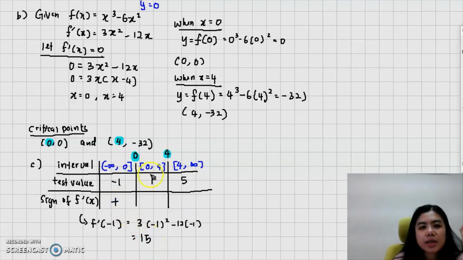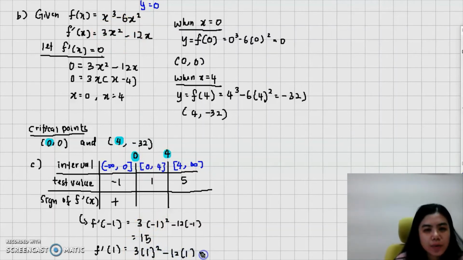Okay, and how about this one? Same thing, we're going to substitute x equal to 1 into f prime. So same thing, we will refer to here. We're going to substitute in here. So we have 3 times 1 squared minus 12 times 1.